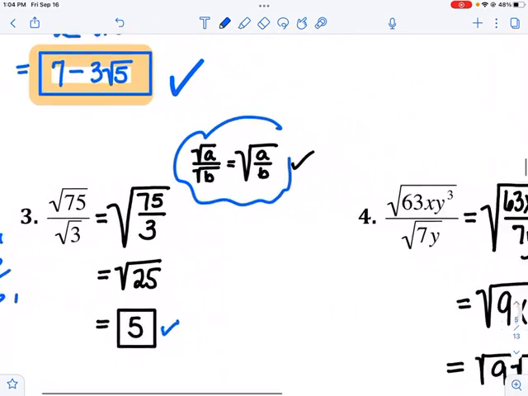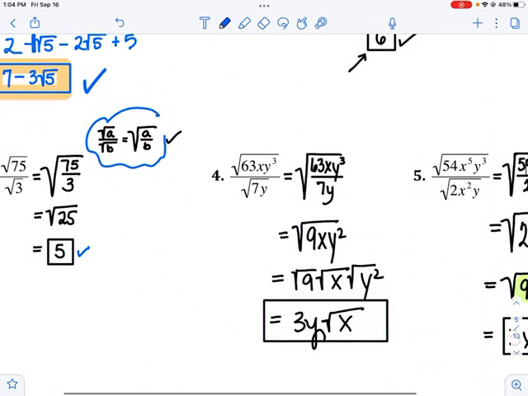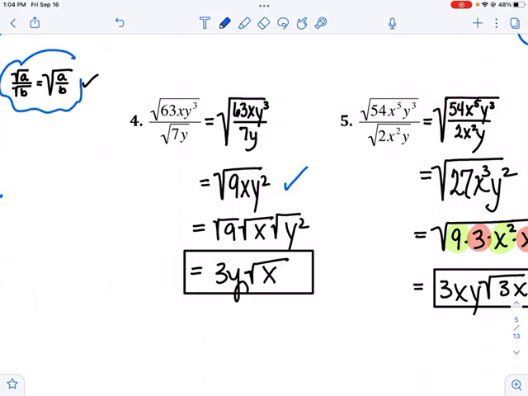Okay. Then here in this example, we have 63 and 7, which have a common factor, the same roots, same index. So you can bring these two roots together as one fraction, and we divide the 63 by 7. And the x has to stay there, but we have a y cubed over y, which makes it a y squared. So we now have the square root of 9xy squared. And I'm just going to separate those factors, and I get my final answer of 3y square root of x.